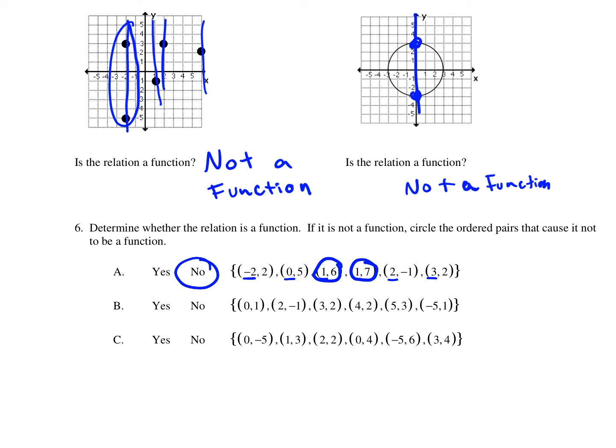Looking at the next one. I have 0, 2, 3, 4, 5, and -5. Any numbers repeat? No. So is this a function? Yes, it's a function. And then in C, I have 0, 1, 2, 0, -5, and 3. Do any numbers repeat? Yeah. Which ones? 0. So where my x's are zeros, these make it not a function. So no, not a function.